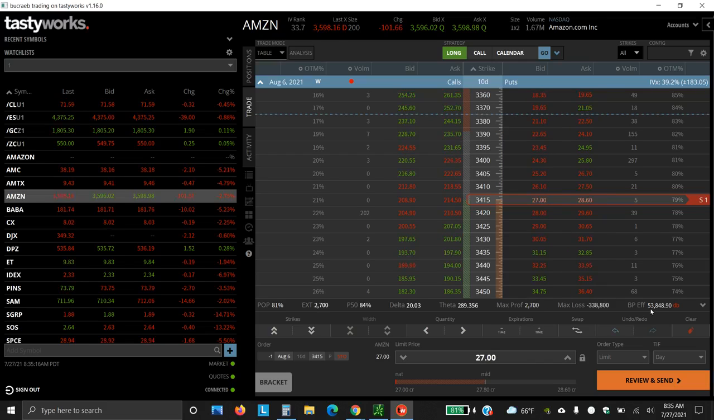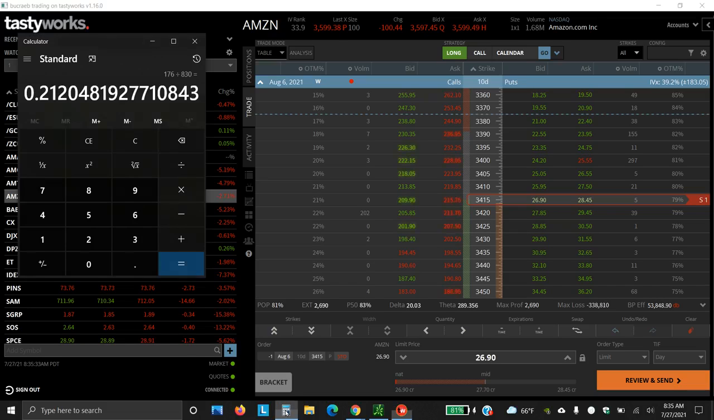We have to put up 53 grand in collateral to do this by itself, so we need to do spreads. We put up 53 grand to make 2,600. Now what's 2,600 divided by 53? Let's say 800, just round up, down. So that's only about 5% return. But that's good. You can get 5% return in 1 week. But that's too much collateral to put up.